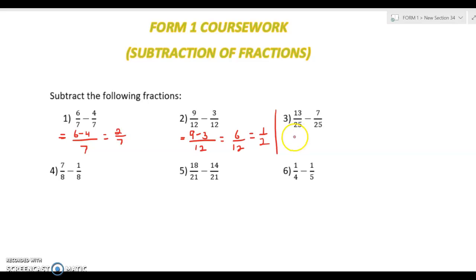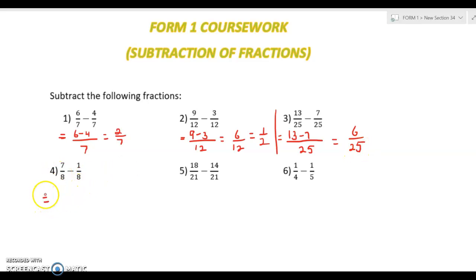Let's look at number 3. We have 13 over 25 take away 7 over 25. So our common denominator here is 25. And now let's subtract our numerators. 13 take away 7 will give us 6 over 25. 6 over 25, right?